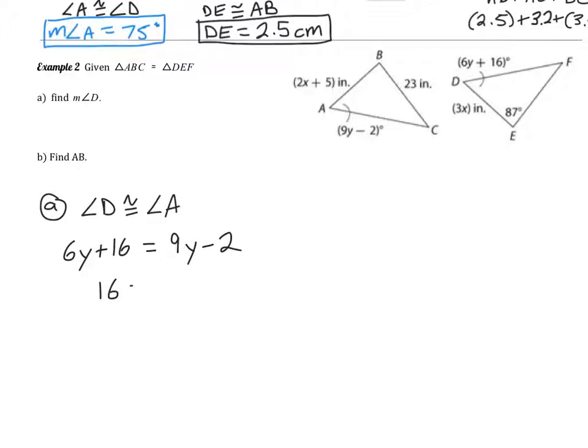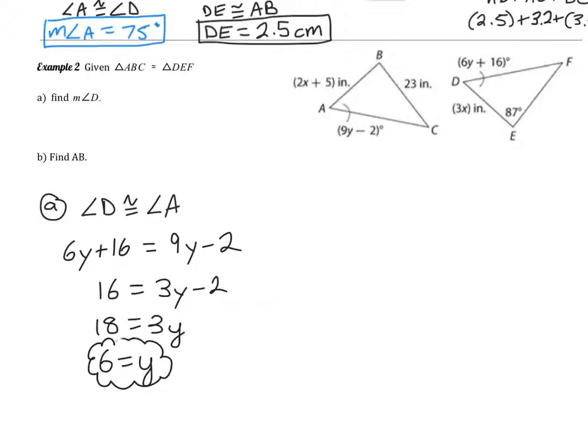So I'm going to subtract 6y from both sides. I'm going to add 2 to both sides. Then I'm going to divide both sides by 3, so I get 6 equals y. Now, you have to look back at the original problem. They don't ask us to solve for y. We would like to find the measure of angle D.